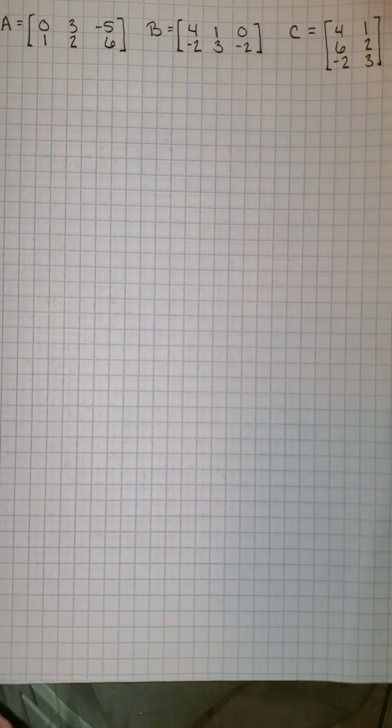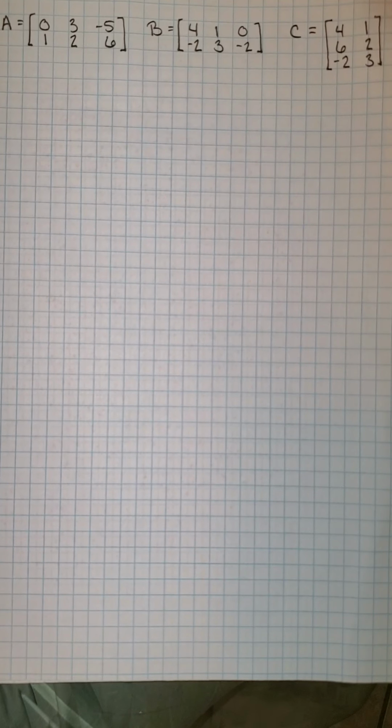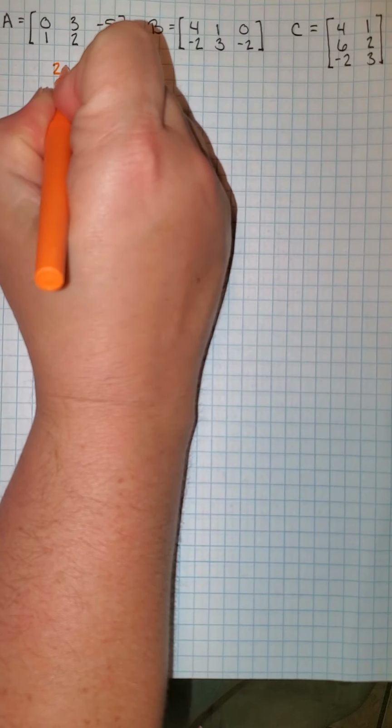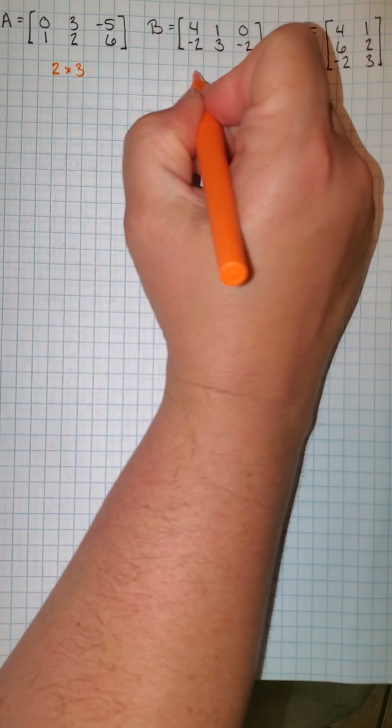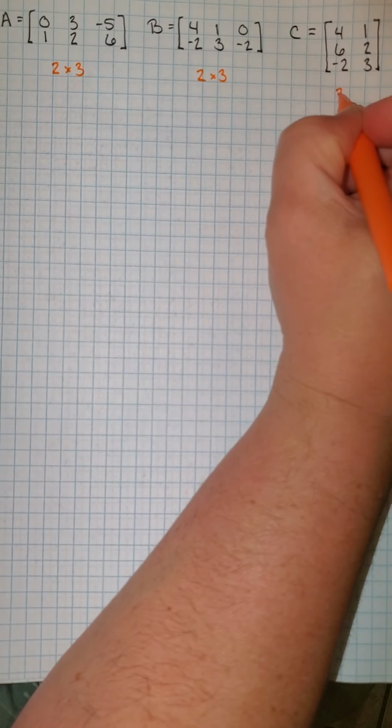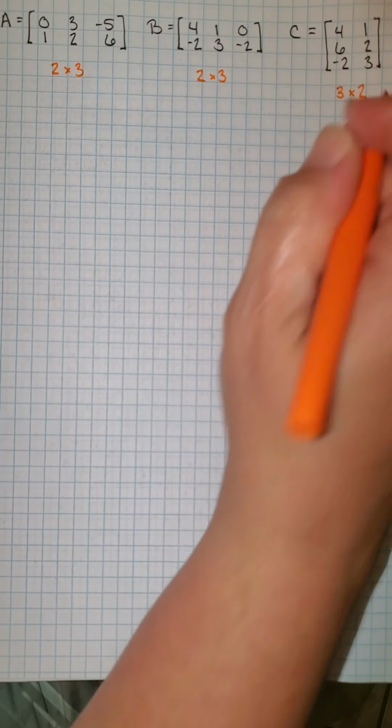Okay, so this first matrix is a 2 by 3 matrix. B is also a 2 by 3 matrix. And C is a 3 by 2 matrix.